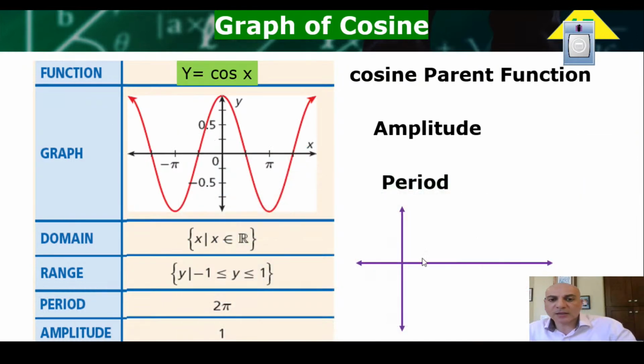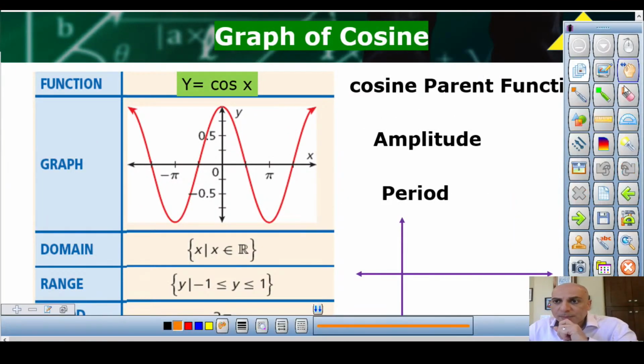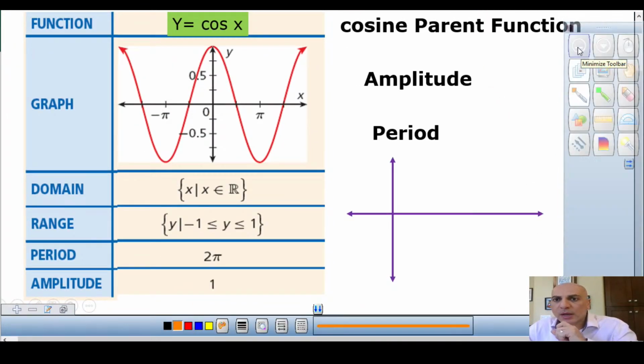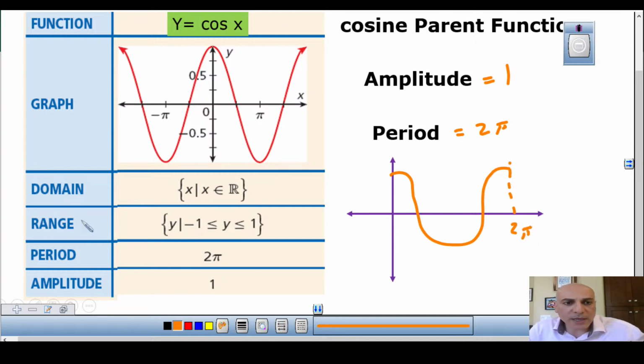Also, don't forget that in the parent function, we know that the amplitude is 1, right? And we know the period is 2 pi, and we know it's going to look like this. Okay, let's take a look at the domain.